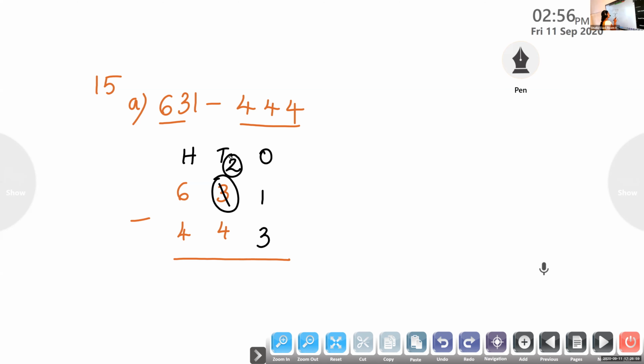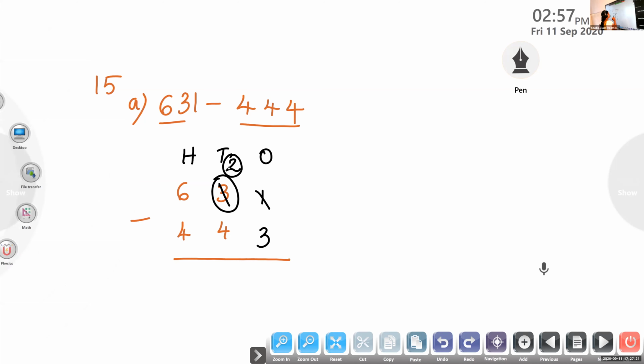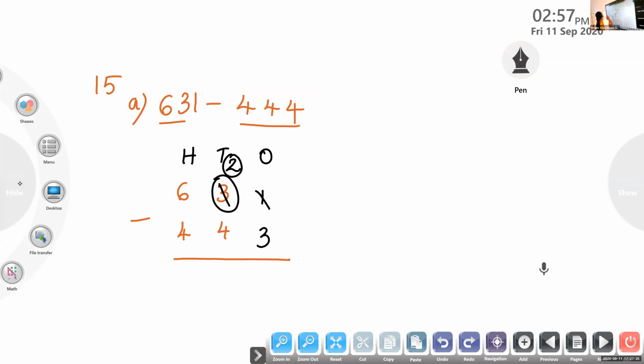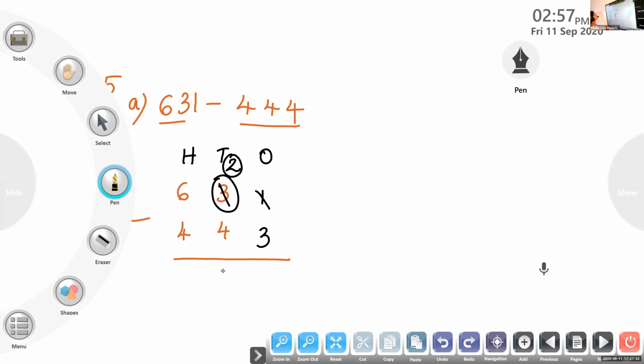And that 1 ten we are going to add with the 1 one. So here what will come in the ones place? From this tens place, we are taking 1 ten to the ones, or we are borrowing 1. So 3 will become 3 minus 1. In the ones place, what will we get?